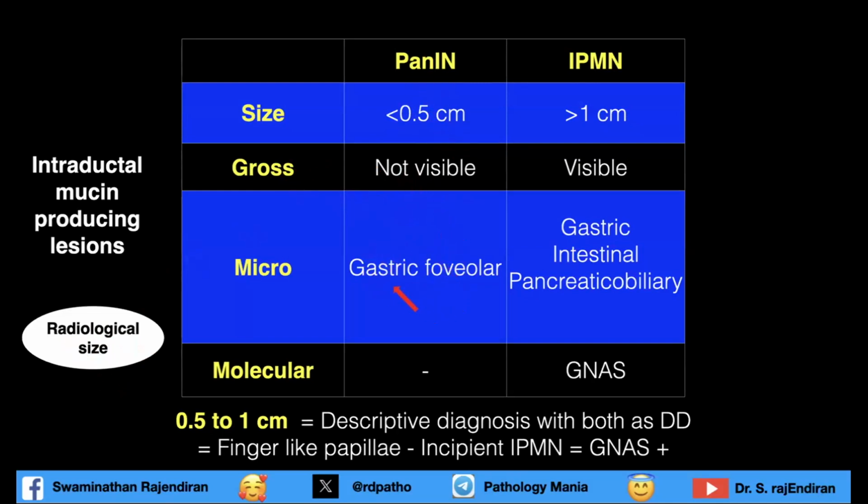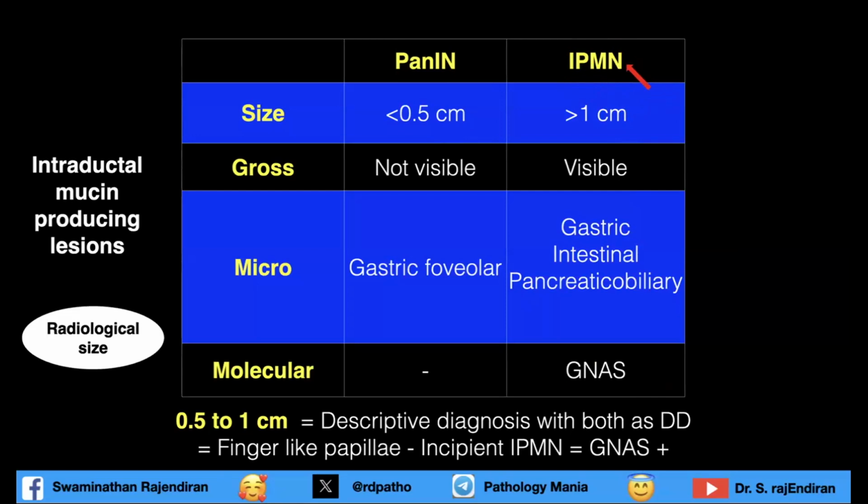So they take the radiological size, and as I told you, PanIN is not visible. Microscopically, it shows only gastric foveolar type of epithelium, whereas IPMN can have 3 types of epithelium: gastric epithelium, intestinal epithelium, and pancreatico-biliary epithelium. Molecularly, GNAS is very, very important in the IPMN. This is one of the questions they ask in the exam.